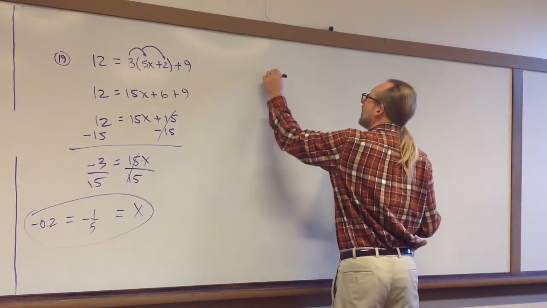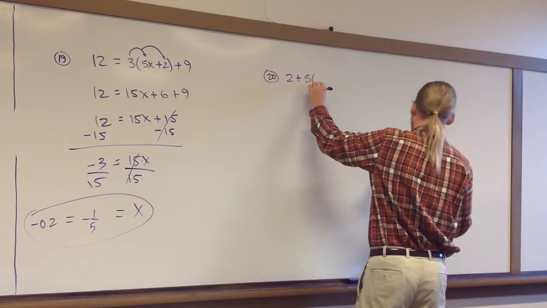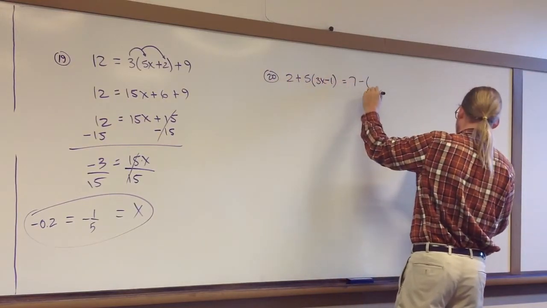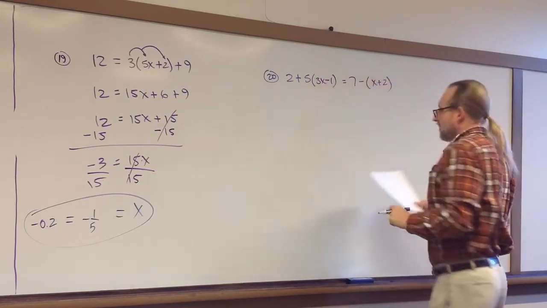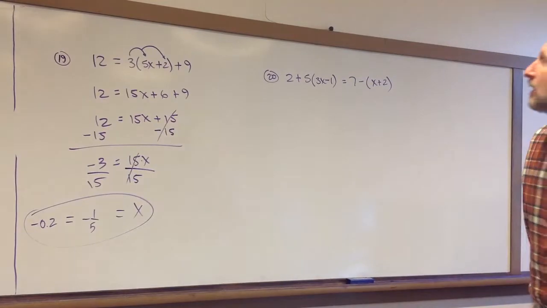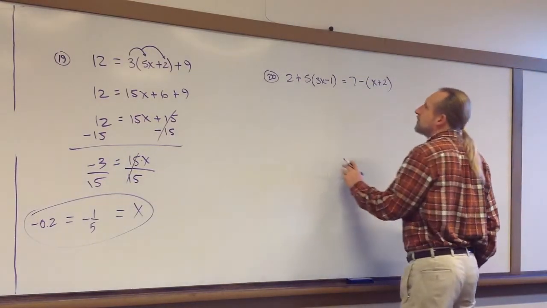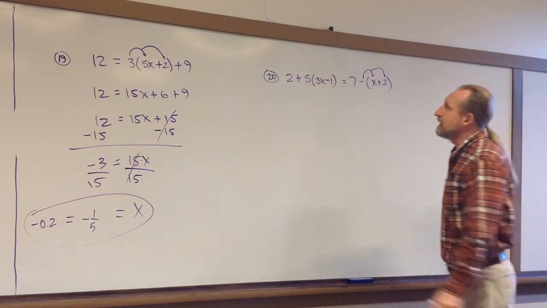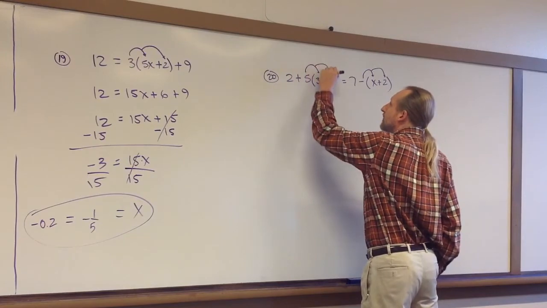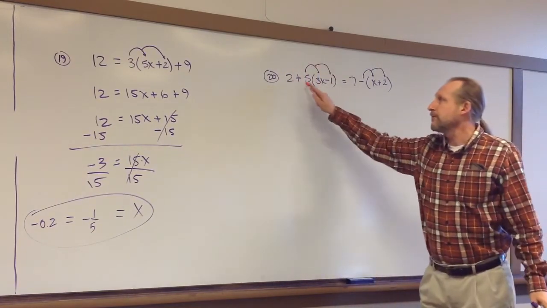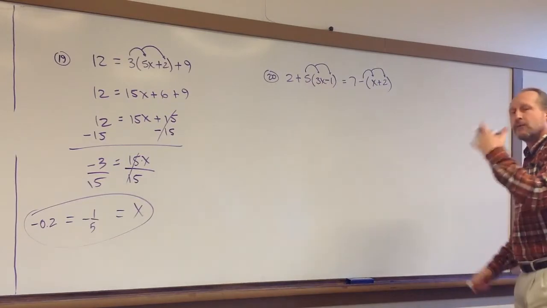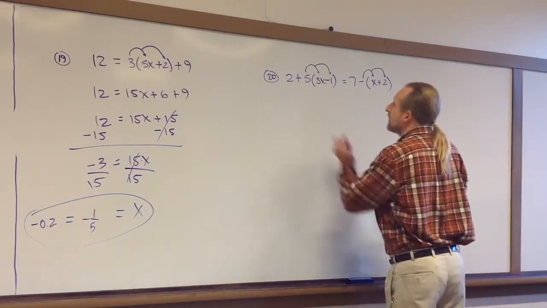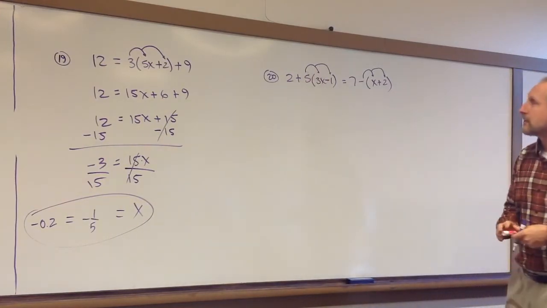Problem 20. 2 plus 5 times 3x minus 1 equals 7 minus parentheses x plus 2. Okay, so here we've got a couple things to do first, right? We're going to distribute this minus sign into the parentheses over here, and we're going to distribute this 5 into the parentheses over here. Don't fall for this. Don't try to add 2 plus 5. We saw a similar thing a couple problems back. You have to do the multiplying first, okay, before you do any adding or subtracting.